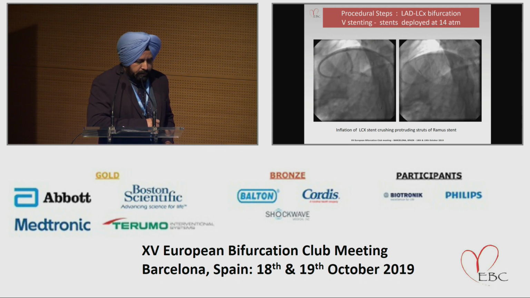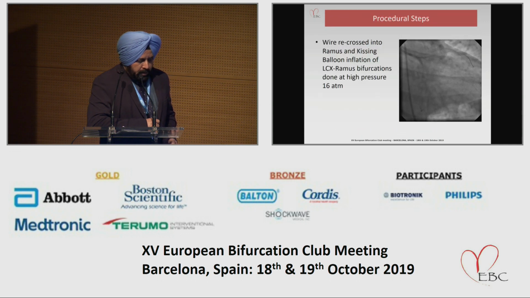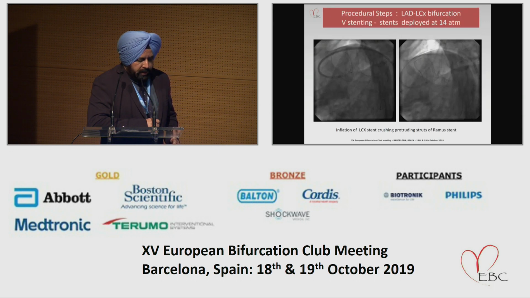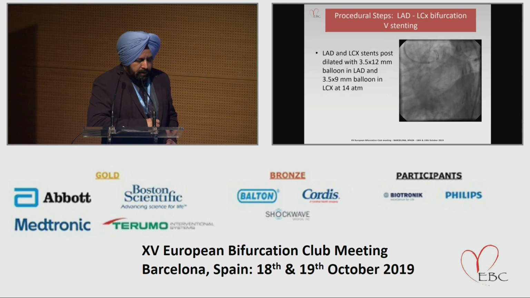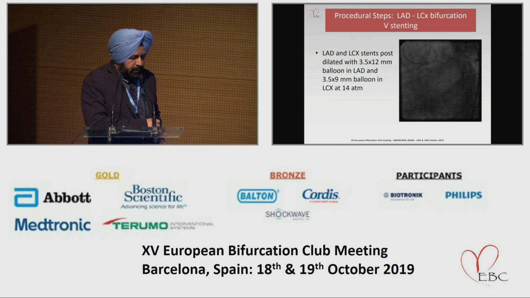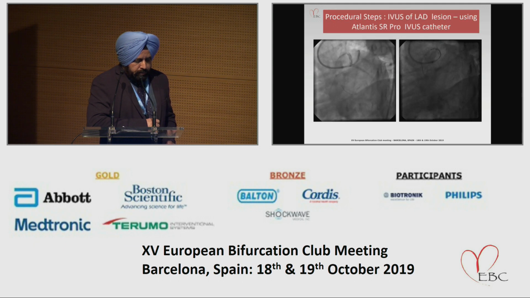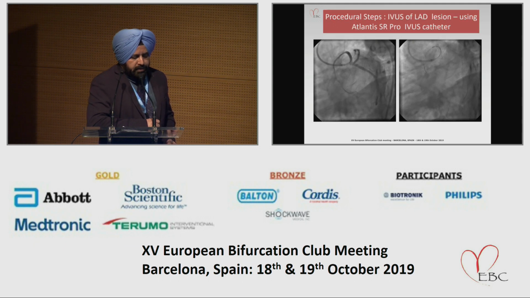This is what we achieved after stenting both of these major vessels. At this point, we see that we have removed the ramus wire. Ramus was rewired, and kissing balloon dilatation was done at 16 atmospheres for the LCX ramus bifurcation. This was followed by kissing balloon dilatation of the LAD and LCX bifurcation. And this is the result that we achieved. After this, IVUS was done in all three vessels.